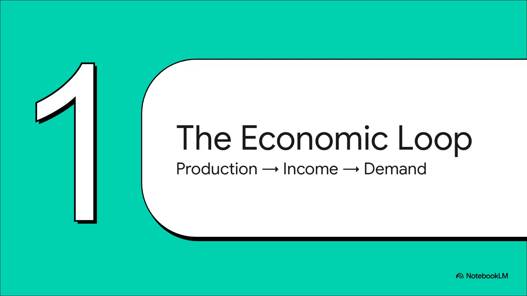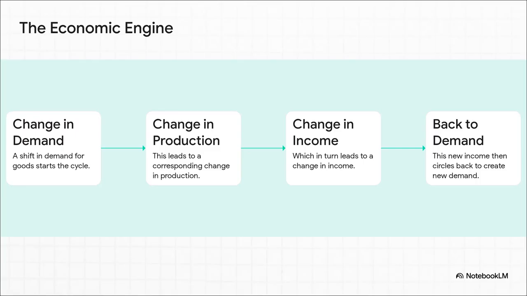So, the secret lies in understanding that the economy isn't just a static list of numbers. It's more like a living, breathing system. It's a dynamic feedback loop where everything is connected. And the three big players in this loop are production, income, and demand. Think of it like a continuous cycle. It all starts with a change in demand.